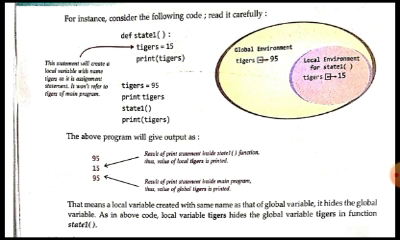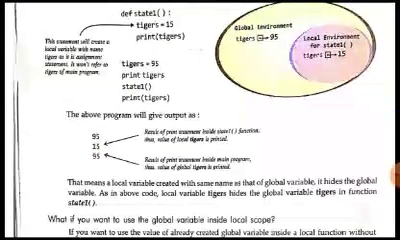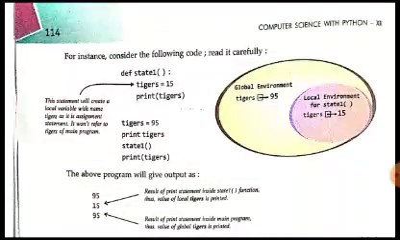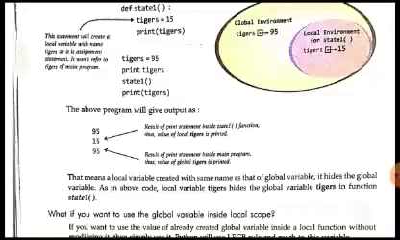So the above program will give output as, see what we are doing. First of all, we are printing the tiger variable before passing it to the function. Before calling the function, what value is printed? 95 is printed, which is the result of the print statement. Inside the state1 function, what is printed? 15. So the second value of the output will be 15, which is the value inside the state1 function, because that is the value of the new local variable.